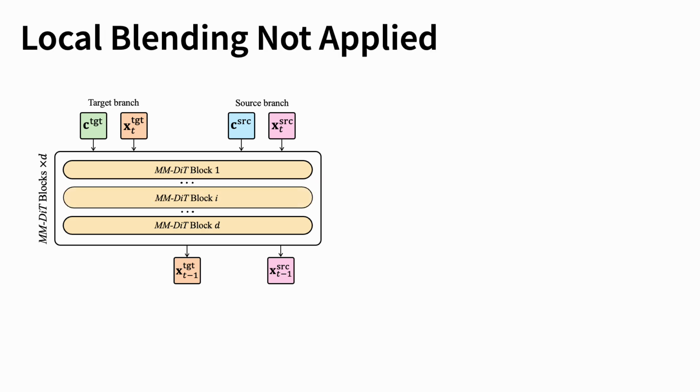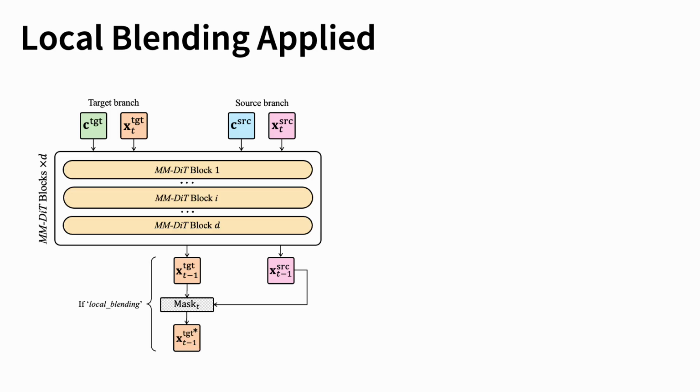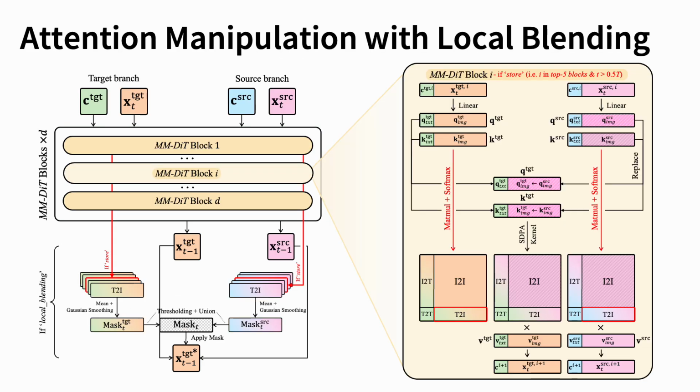So far, we've seen the case without local blending. This alone works well for global edits. For local edits, we can optionally add a blending step to better preserve the original contents. Local blending is the method of mixing the image latents of two branches using a binary mask derived from thresholding attention maps. In the top 5 clean blocks mentioned earlier, we store the T2I block attention maps with Gaussian smoothing to obtain binary masks for local blending. At each sampling step, we preserve target tokens in regions that are strongly associated with our editing words based on the attention threshold, and replace tokens in weakly associated regions with those from the source branch.